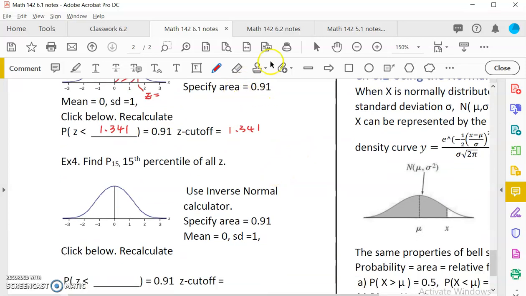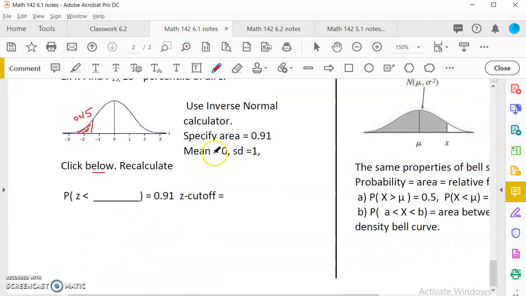What about the 15th percentile? It must be a very low number, right? So probably here, just an estimate. So this is 15%, right? So 0.15 area. So again, we use below. Whenever we calculate percentile, we use below. Specify not 0.91. So there's a typo here. I should change it in the notes.